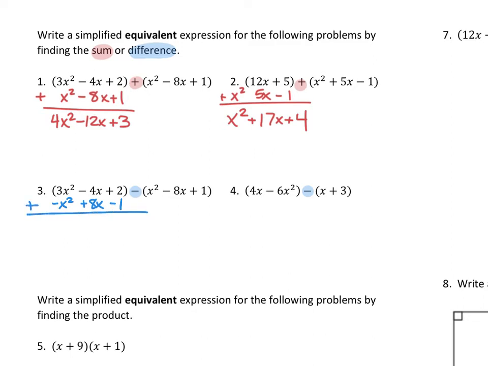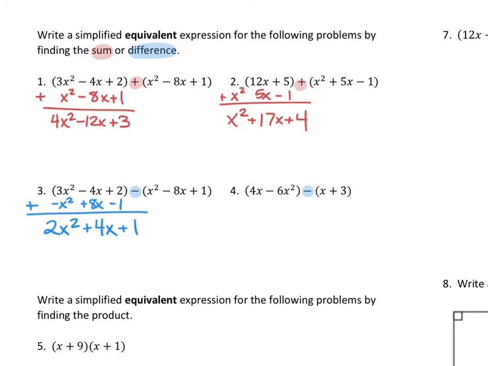But then I just combine these terms together. 3x squared plus negative 1x squared, that's 2x squareds. Negative 4x plus 8x, that's 4x. And 2 plus negative 1, that's positive 1. I have found the difference of these two trinomials.